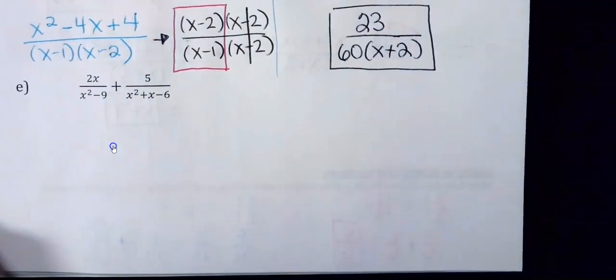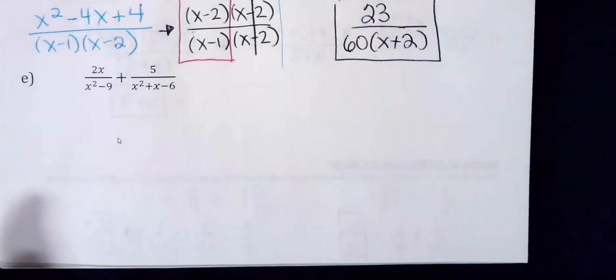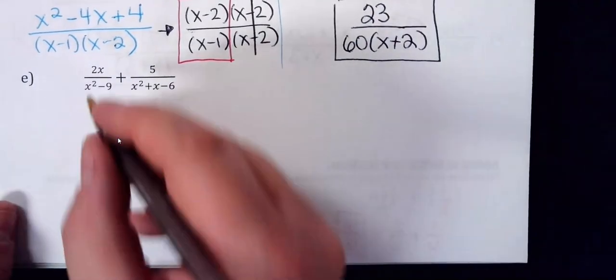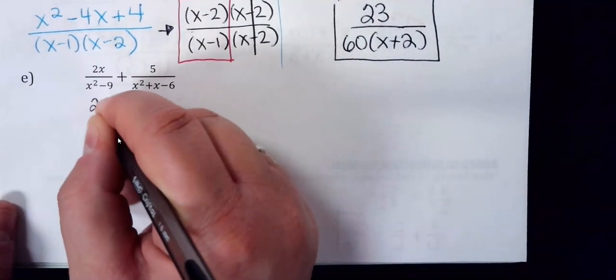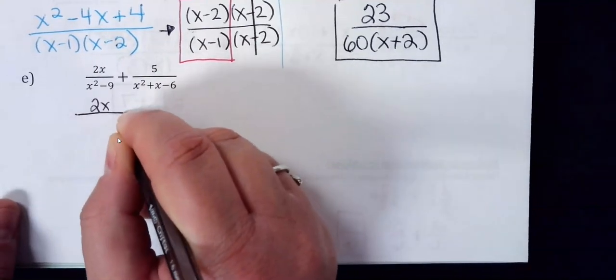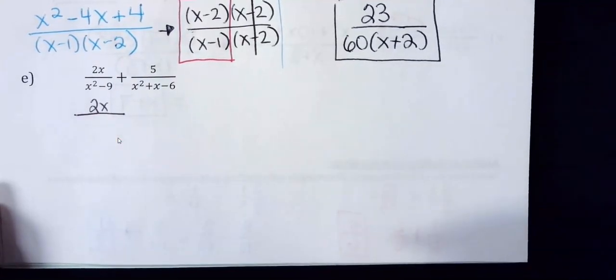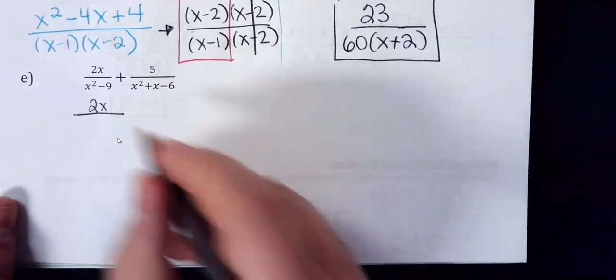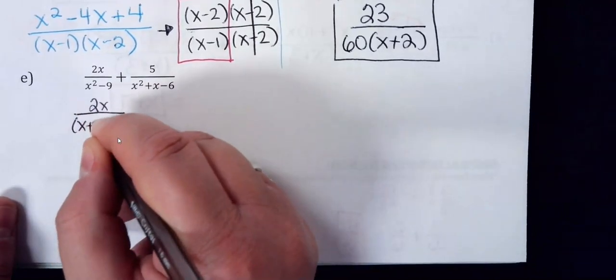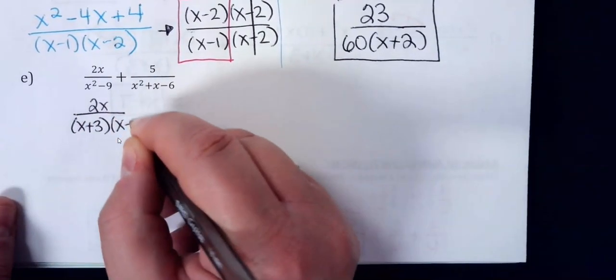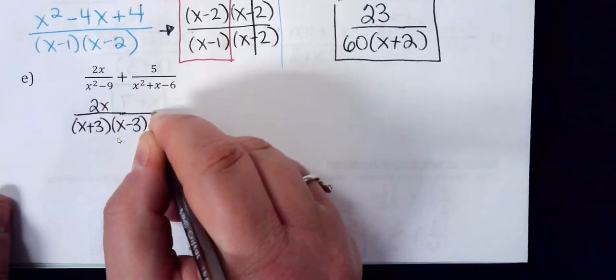Okay, now I have one more, and this problem is kind of hard. On the top, I just have a 2x, and then on the bottom, I have a difference of squares. So x squared minus 9, multiply to get negative 9, add to get 0. We're going to have an x plus 3 and an x minus 3 in no particular order.